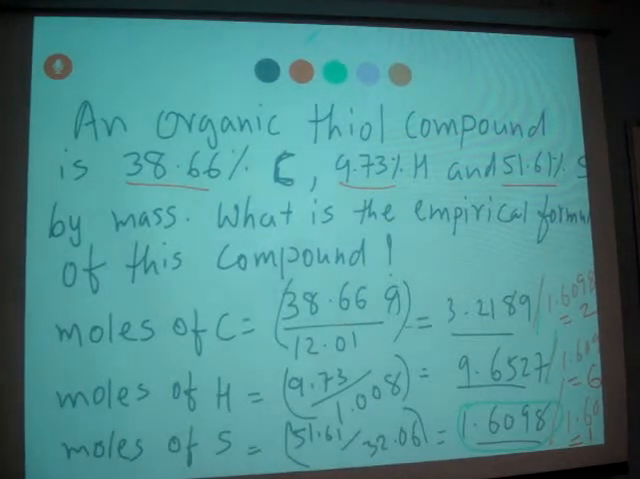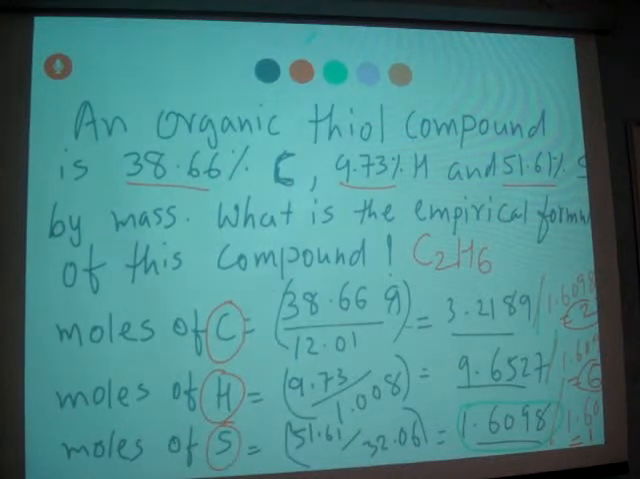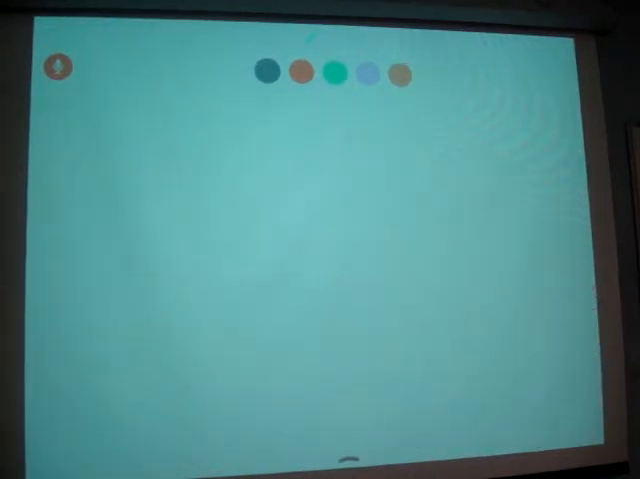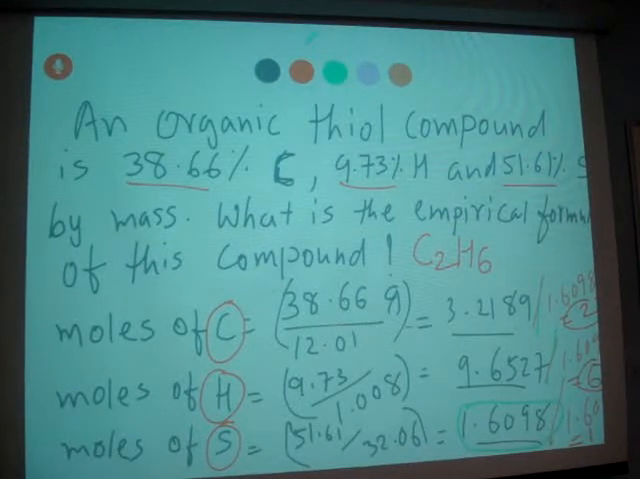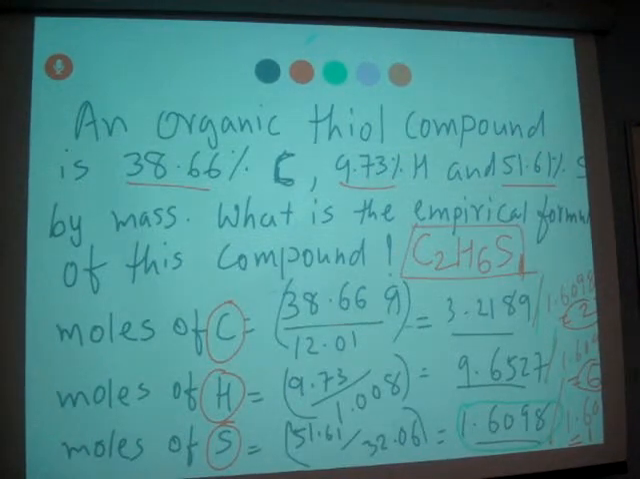Okay. So that means when you write their empirical formula, carbon you found 2, so you can write C2. Hydrogen you found 6, so H6. And then sulfur you found 1, so S1. So that's their empirical formula.